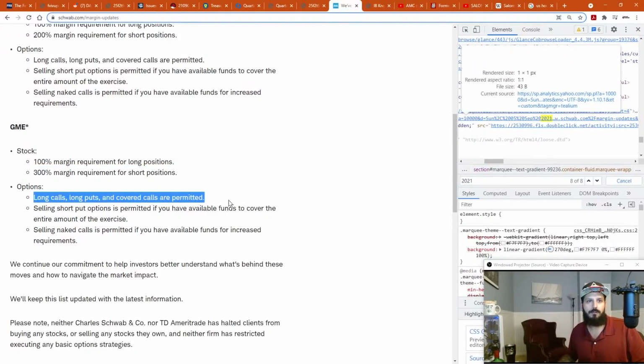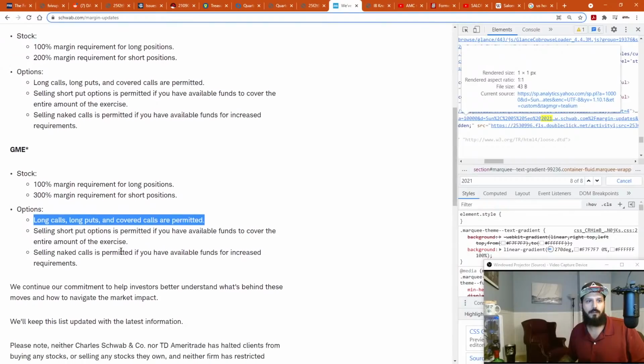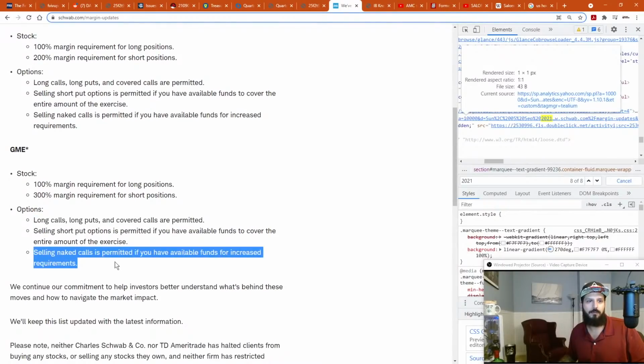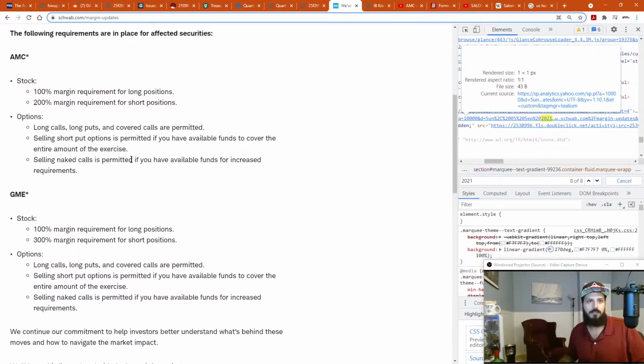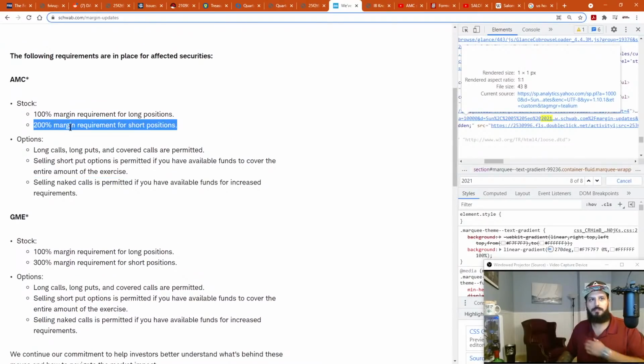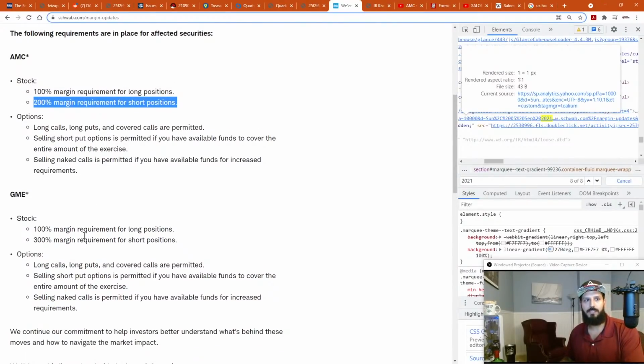Options, long calls, puts, and covered calls are permitted. They don't allow naked calls. Let's see. Naked calls are permitted if you have available funds for the new requirements. This requirement, 200%, 300% for AMC and GameStop. The percentage differential here, in my opinion, is due to the price differential in the stocks themselves currently.